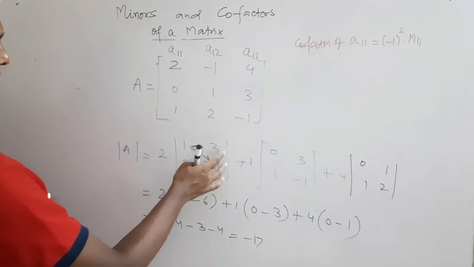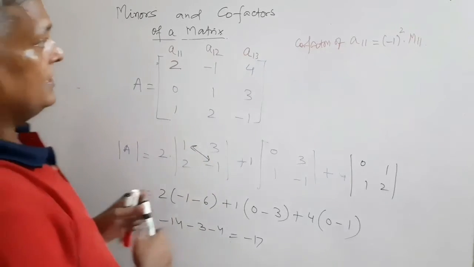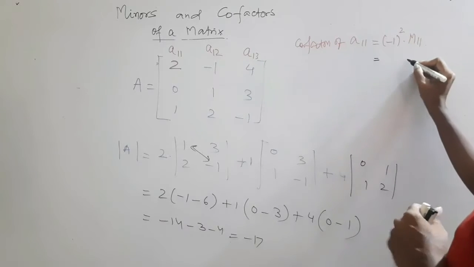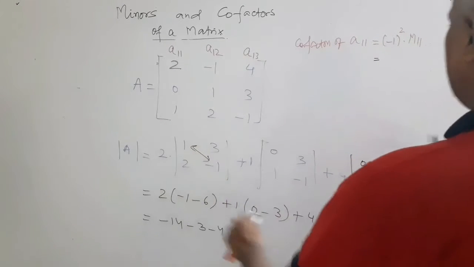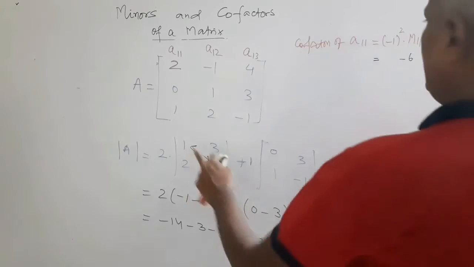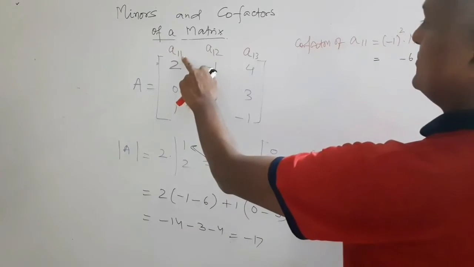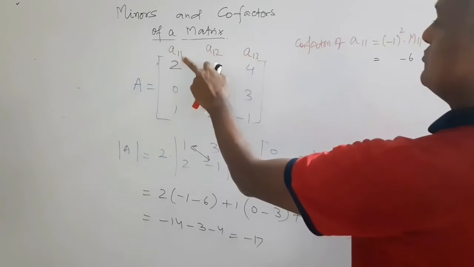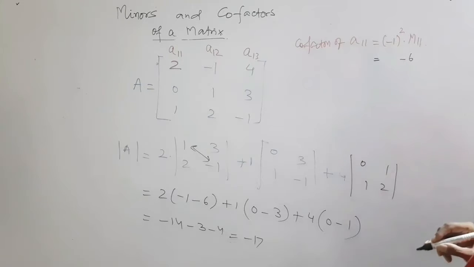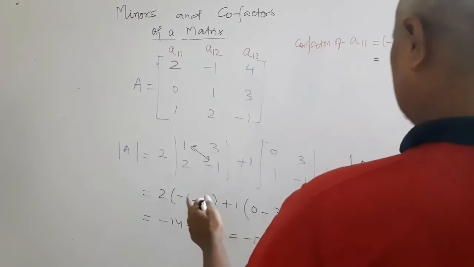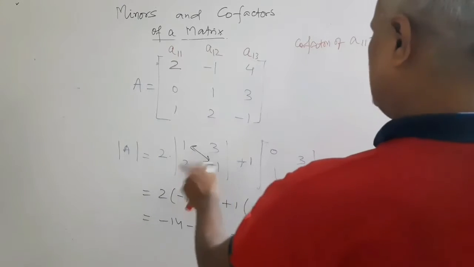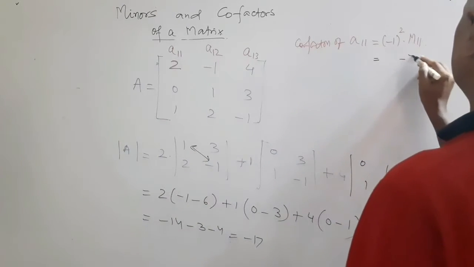So the value of this element is minus 6, and then this is minus 1 minus 6, minus 6. And if you write minus 1 to the power of the sum of the subscripts, this 1 1, so this is an even number, so it will be just minus 6. And wait, I think, yes, sorry, this is minus 1 minus 6, it should be minus 7, yes.